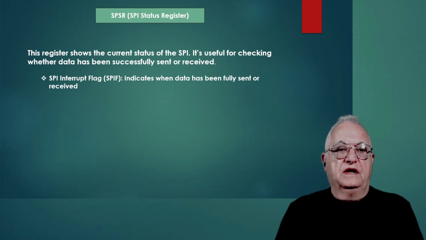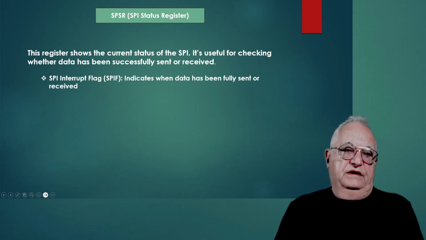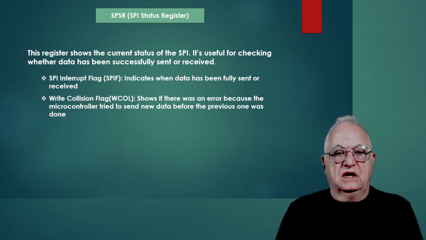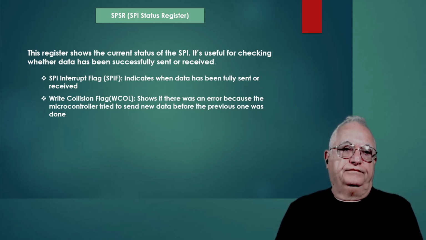So the name of the interrupt flag is the SPIF, which indicates when data has been sent or received. We have another flag, which is the WCOL, which shows if there was an error because the microcontroller tried to send new data before the previous one was done.